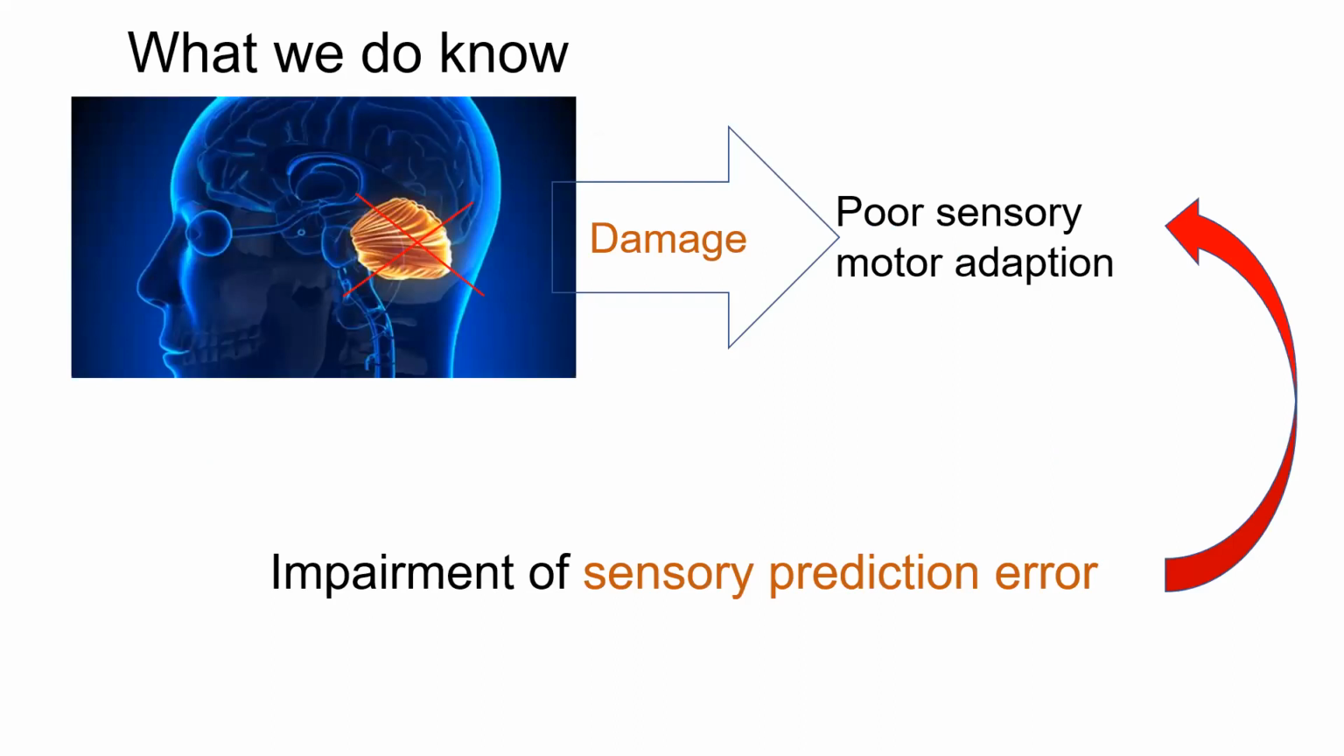Okay, so to tie all this together, if someone has damage to the cerebellum, we can easily understand why that leads directly to poor sensory motor adaptation or implicit learning problems. And this can be explained as a consequence of poor sensory prediction error on a ground level. But again, this account doesn't explain why people with cerebellar damage do not retain an intact mechanism to explicitly compensate for these implicit deficits.